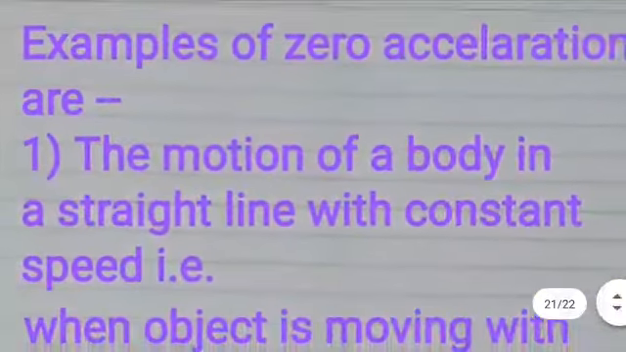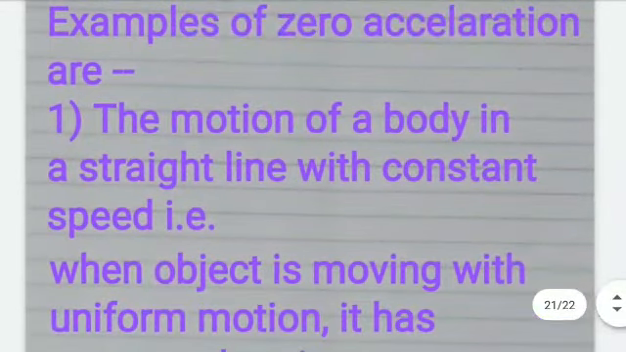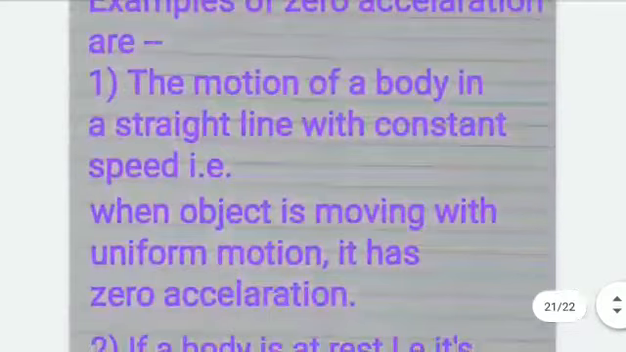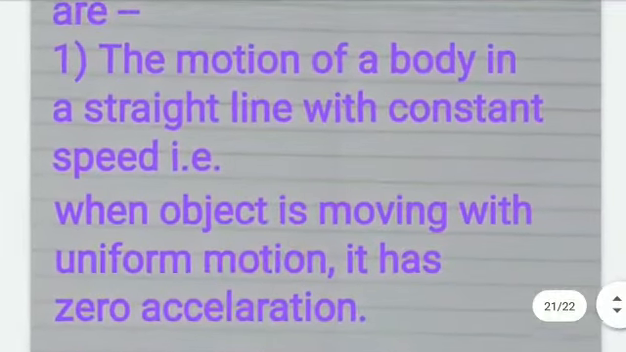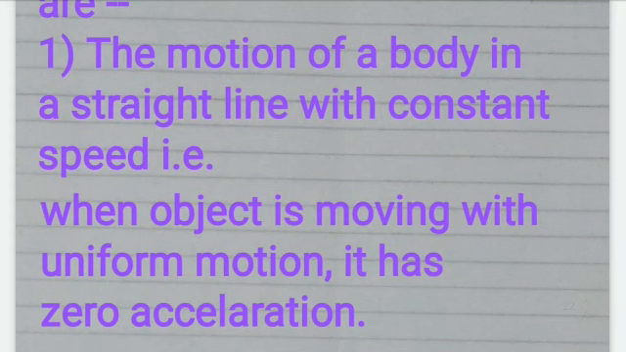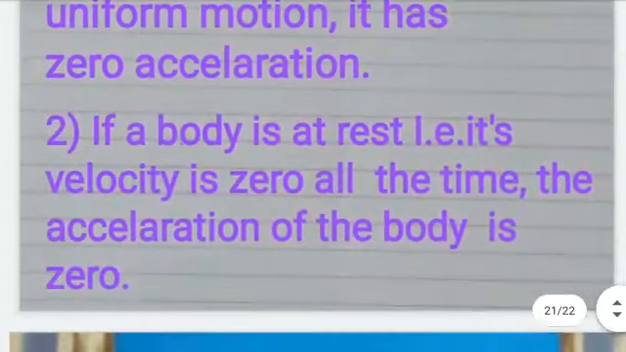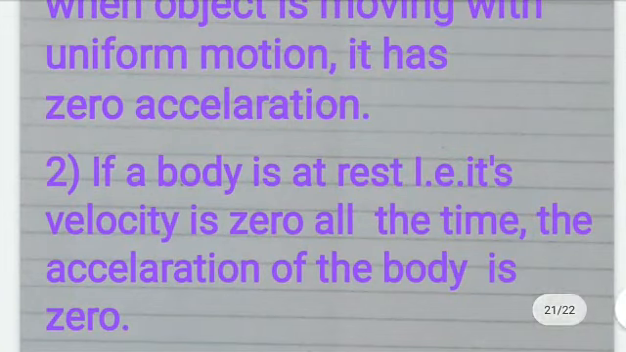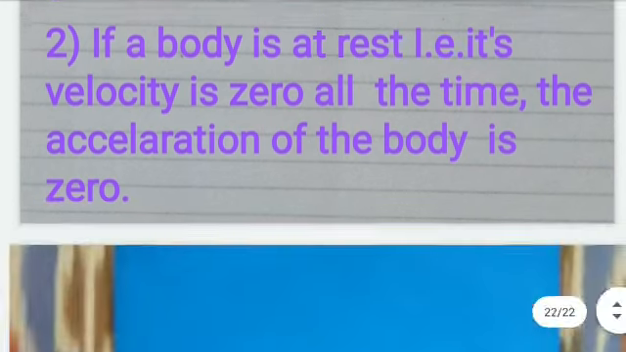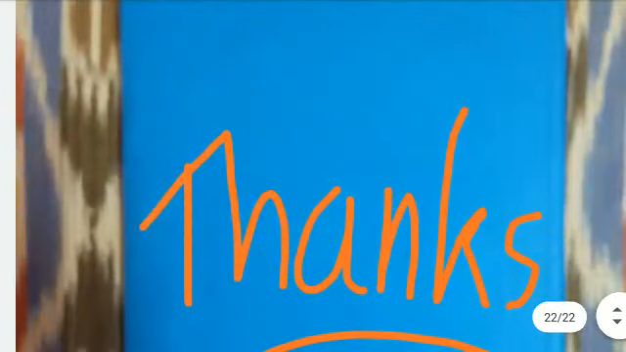Let us see now the examples of zero acceleration. Number 1, the motion of a body in a straight line with constant speed has zero acceleration. That is, when an object is moving with uniform motion, it has zero acceleration. Another example, if a body is at rest, that is, its velocity is zero all the time, the acceleration of the body is zero. These are the examples of zero acceleration.